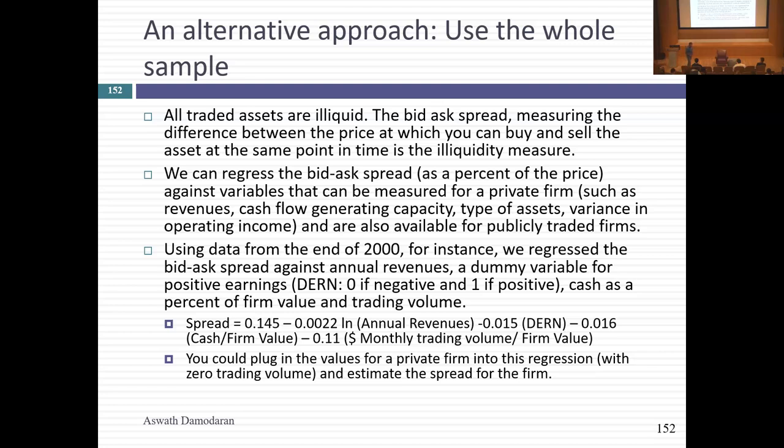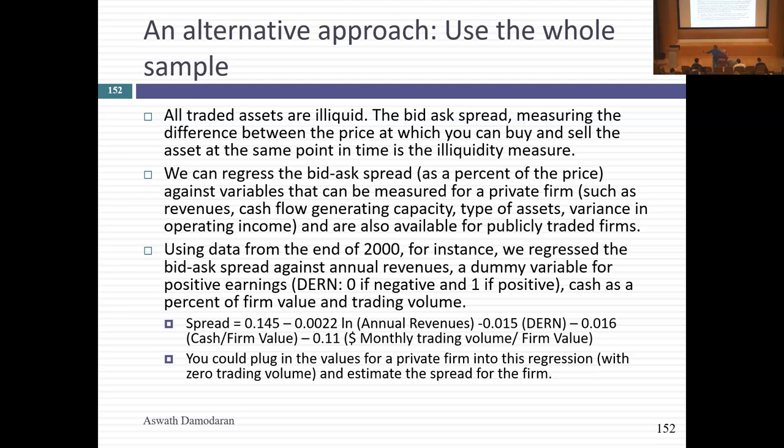I threw in how much the company had in revenues. Higher revenue companies had much smaller bid-ask spreads than lower revenue companies. The size of the company mattered. I threw in whether the company was money-making or money-losing. Turned out that money-making companies have much lower bid-ask spreads than money-losing companies. I threw in how much cash the company had as a percent of firm value. Why? Because companies with a lot of cash are already liquid. They don't need a liquidity discount.